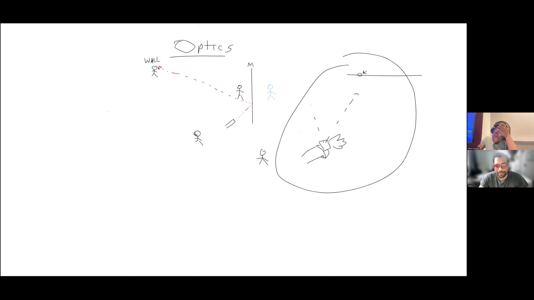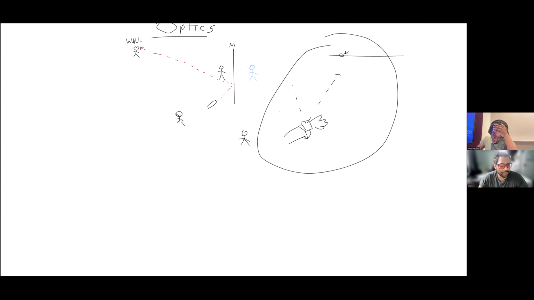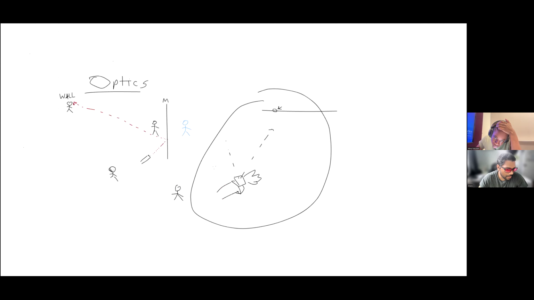So I drew this as a plane mirror, which is just a straight mirror. This is the virtual image of this laser pointer, but this is the real image. Okay. Now let's talk about lenses and mirrors.